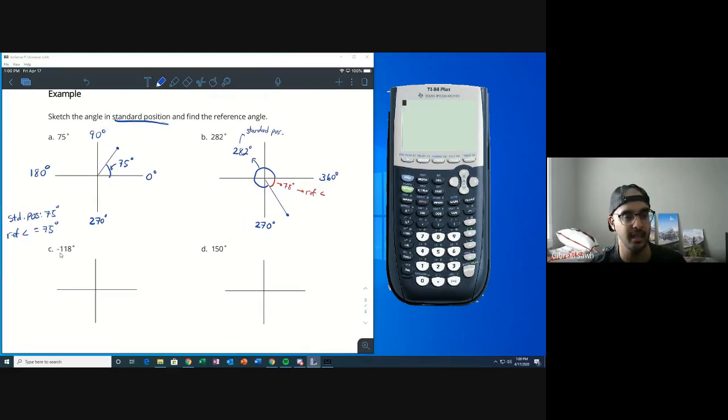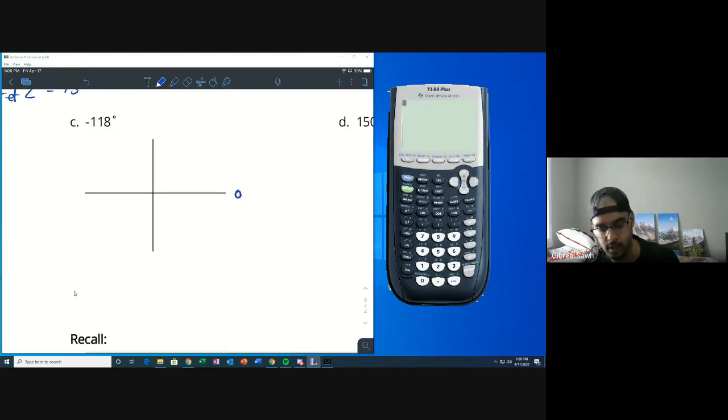Okay, C says negative 118 degrees. Now, if we travel counterclockwise, that gave us a positive angle from our first lesson. So when we travel in the clockwise direction, that's going to give us a negative. So now I can travel the other way around this Cartesian plane. Let's throw some numbers back on there, 0, 90, 180, and 270. If we go negative instead, we need to be at negative 118. Oh, I'm going to change these numbers. Sorry.